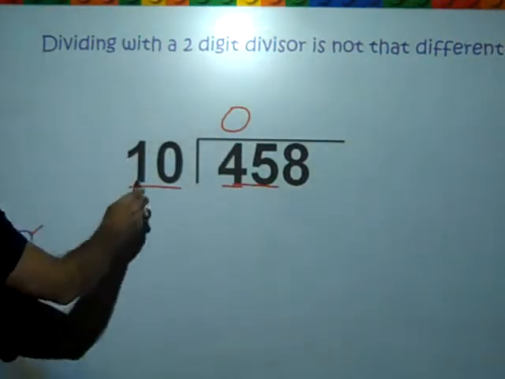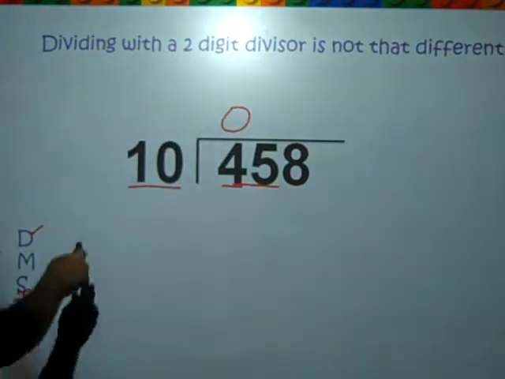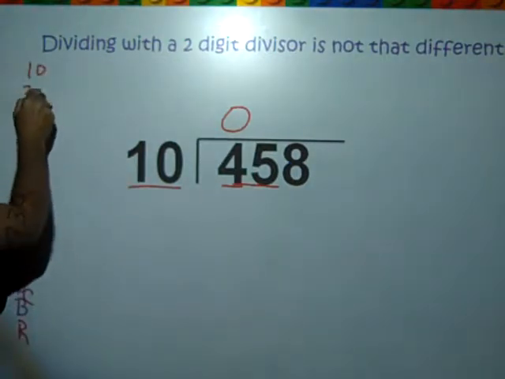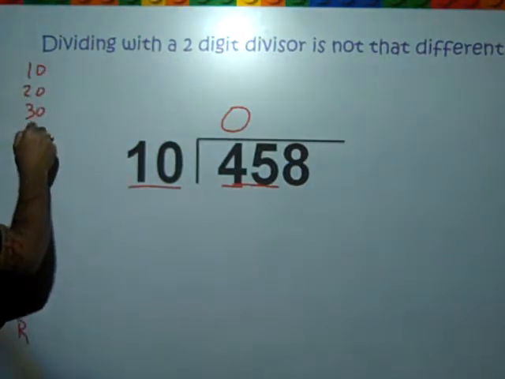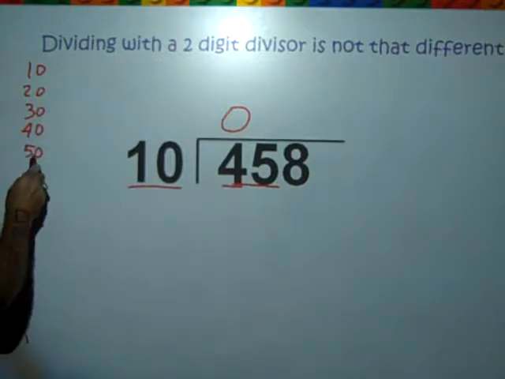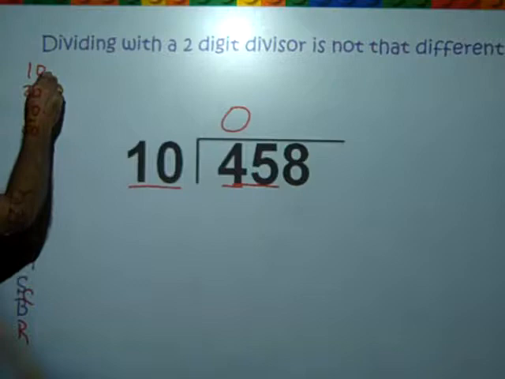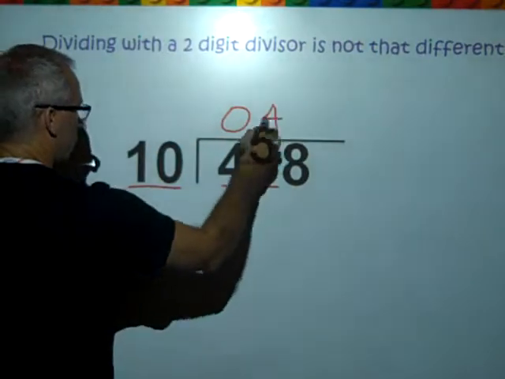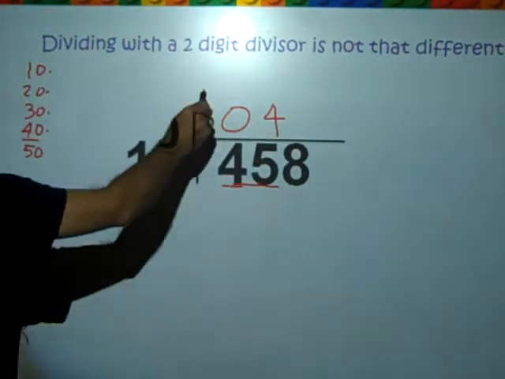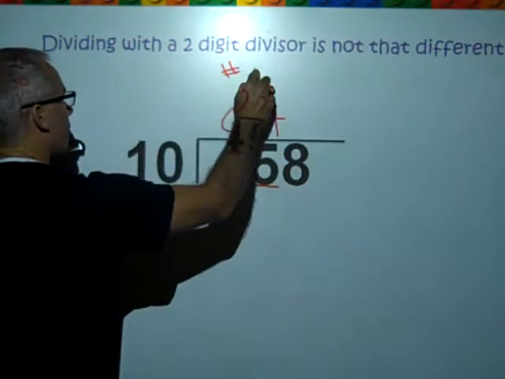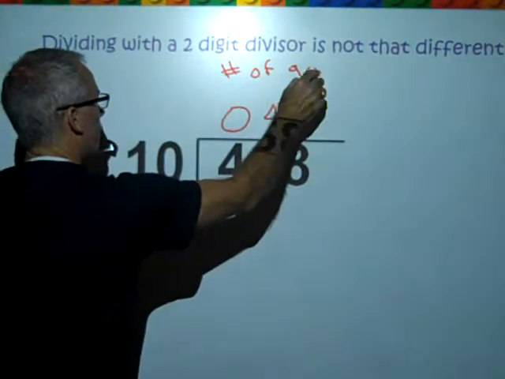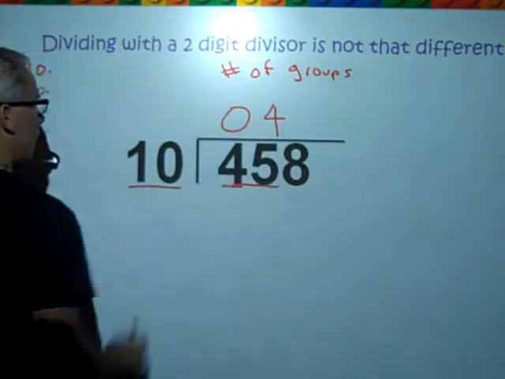How many groups of 10 can I make from 45? Well, if I count by tens: 10, 20, 30, 40, 50. Well, 50 is too much, so I go to 40. How many groups? 1, 2, 3, 4. I can make 4 groups. And remember, we're still putting the number of groups on top of the division bar. The number of groups is up there.